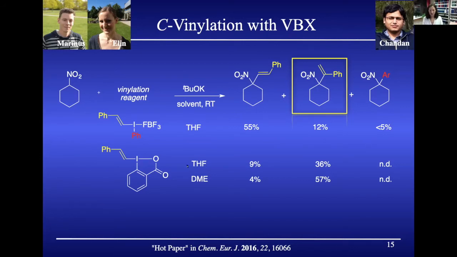So under the same conditions as Ochiai, we didn't get so high yield, but a clear preference of the terminal product. And when we did a mini optimization of the reaction and swapped solvent, we could increase this yield to 57% and a nice regioselectivity of the reaction. So we thought that this regioselectivity difference compared to iodonium salts was really interesting, and we wanted to go on investigating what VBX could do with other nucleophiles.